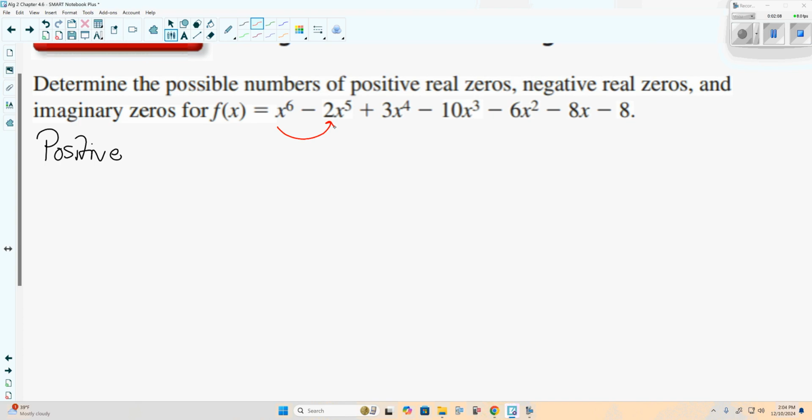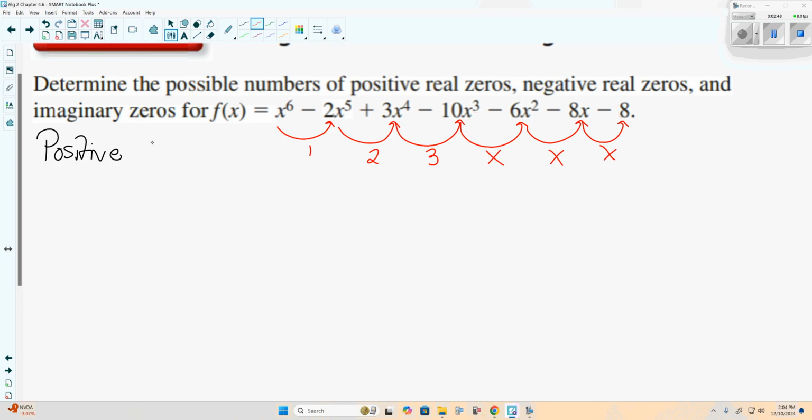From x to the 6th to x to the 5th, does the sign change? Yes, it went from positive to negative 2. So that is 1. X to the 5th to x to the 4th. Does it change? Yeah, so that makes 2. X to the 4th to x to the 3rd. Yes, it went from positive to negative. X to the 3rd to x to the 2nd. No. X squared to x. No. X to our constant. No, because it's going negative to negative to negative. So how many times did the sign change from one term to the next?